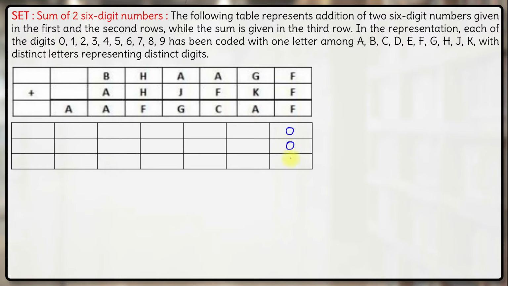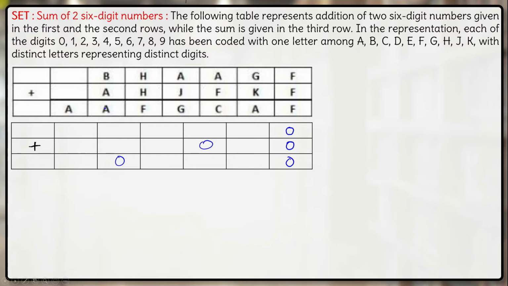F is 0 here. So once you add F plus F, 0 plus 0 is 0 here, and F is also written over here, so this will be again 0 over here. H plus H is F, which is 0 over here. Okay, fine. Now let's come to B plus A is AA here.